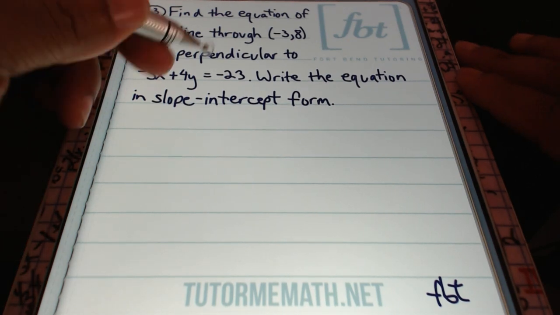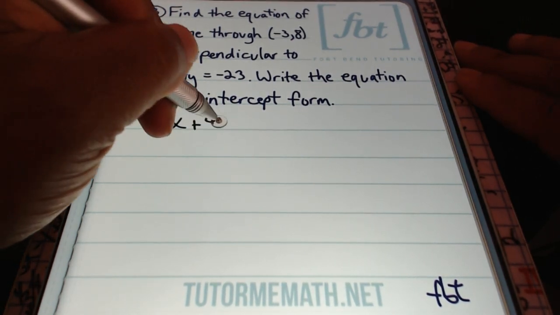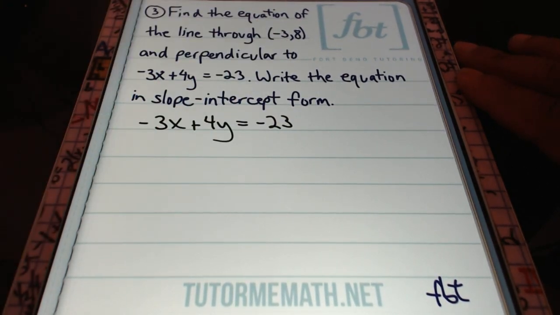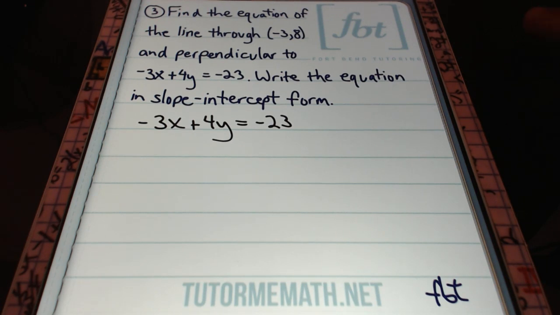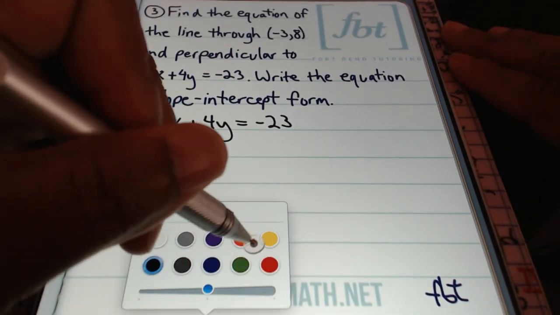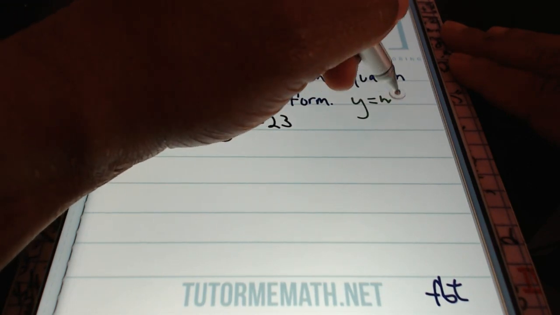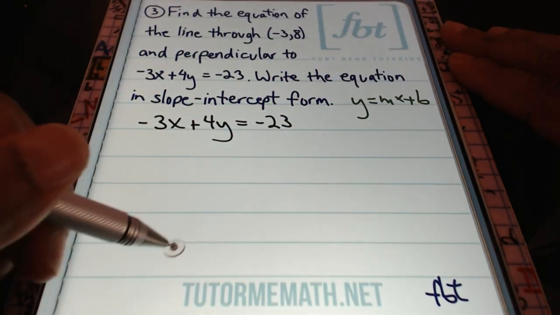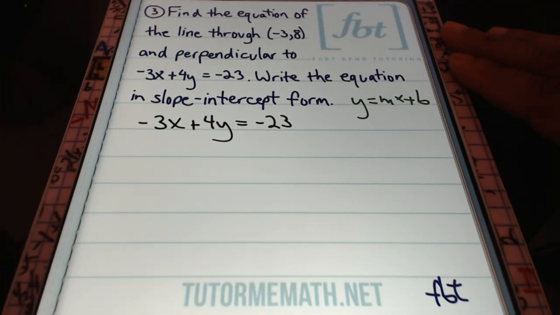Appreciate it. So here we're going to start with this negative 3x plus 4y equals negative 23. One of the ways that we can find out what the slope of this line is, is to solve for y, aka put this into slope-intercept form. Remember that slope-intercept form is y equals mx plus b. Once you put a linear equation in this form, you can quickly identify what the slope of the line is. We need to know the slope of this line in order to come up with a perpendicular line slope that we can use to create our answer, our linear equation that will be perpendicular to this line and going through the point negative 3, 8.